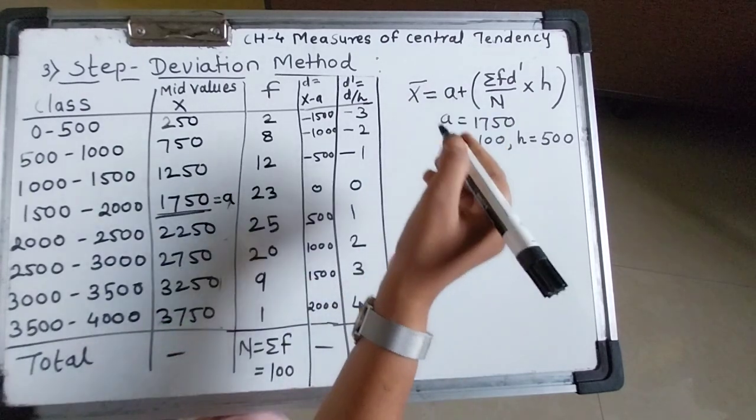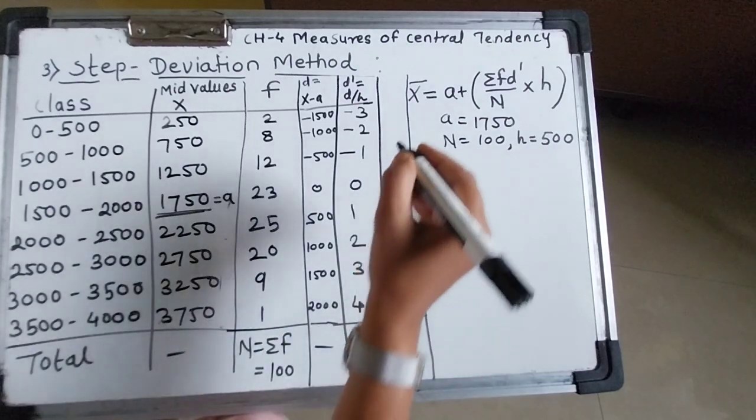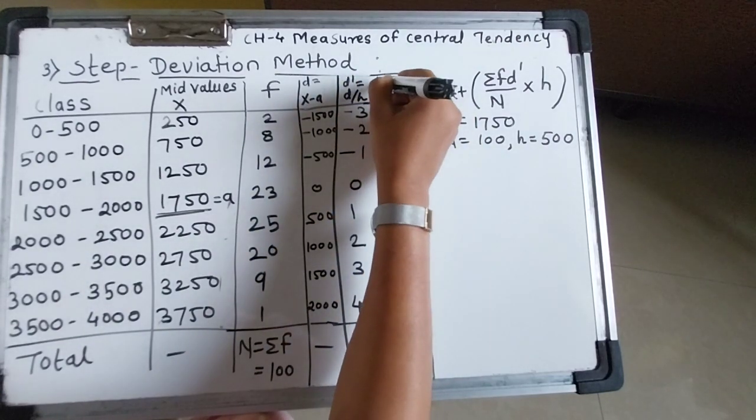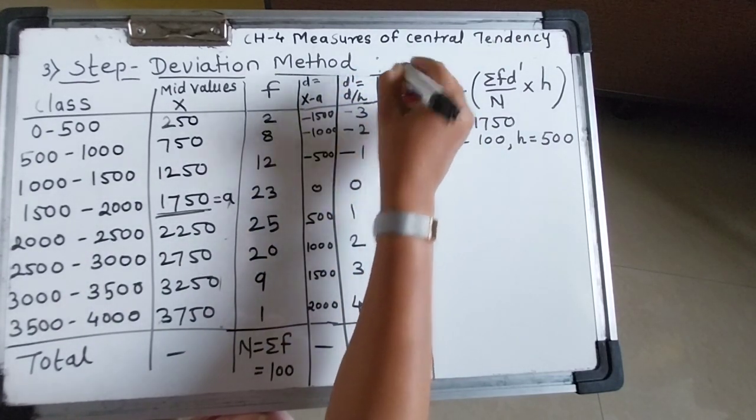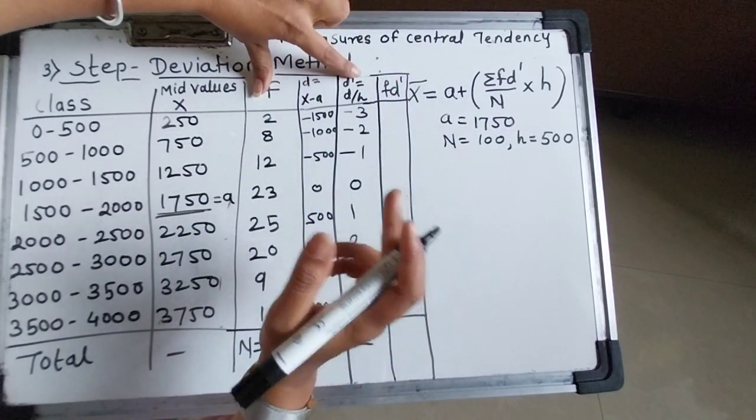Now, what we required? We required summation FD dash. Product of these two columns. Which one? This one and this one. Product of these two columns.